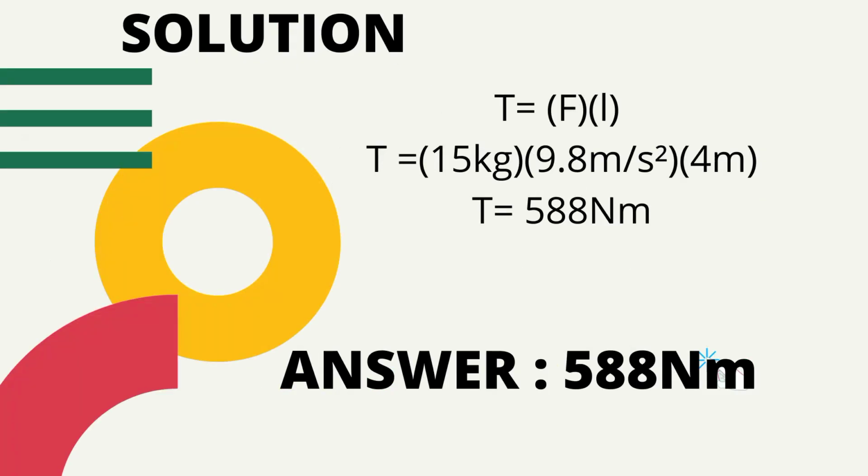Solution: torque is equal to force multiplied by lever arm. That is our formula. Now, torque is equal to 15 kg multiplied by 9.8 meters per second squared multiplied by 4 meters. We will use 4 meters because he is at the end of the seesaw, 4 meters from the fulcrum. The answer is the amount of torque that he applies is 588 Newton-meter.